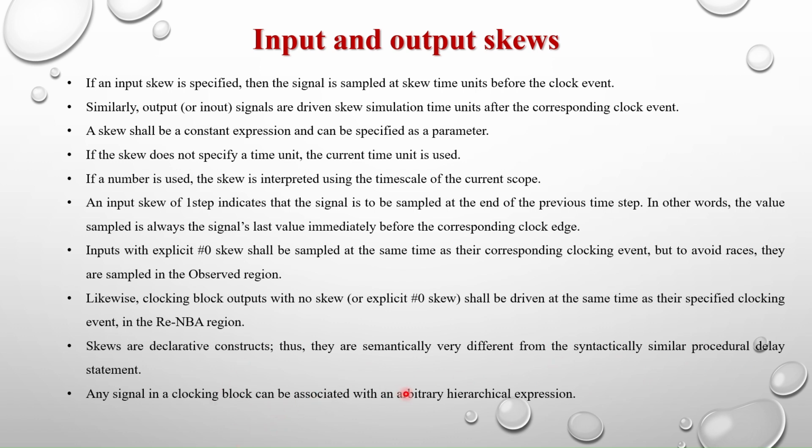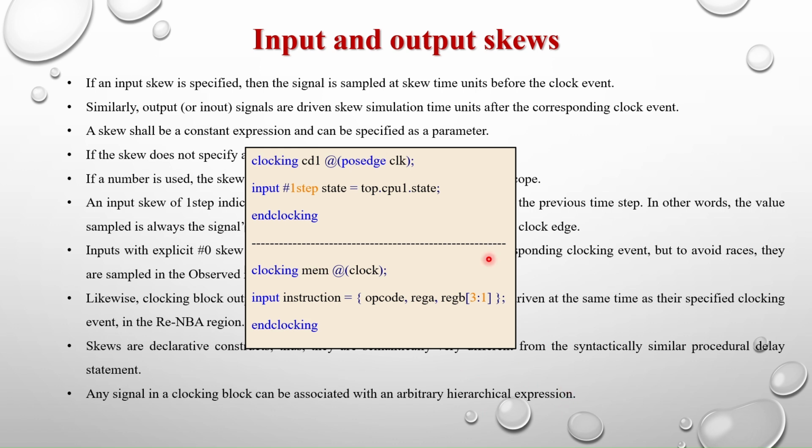And any signal in a clocking block can be associated with an arbitrary hierarchical expression. So we can provide our clocking signal as a hierarchical expression. Here you can see clocking cd1 @(posedge clock), input #1step state = top.cpu1.state. This is called a hierarchical expression. So our signal in the clocking block can be associated with an arbitrary hierarchical expression. And the below one, we can also provide like this: clocking mem @(clock), input instruction = {opcode, regA, regB[3:1]}. So like this also we can provide for clocking signals.